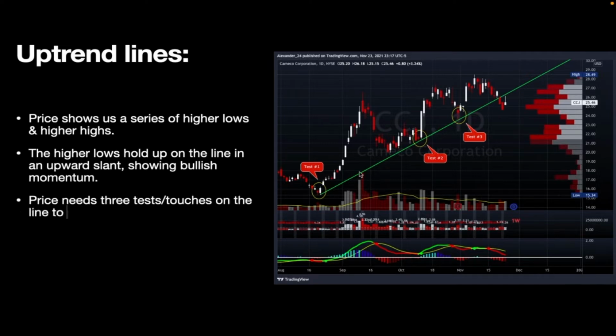Price needs at least 3 tests and touches on the line to validate the trend. So we got 1, 2, 3, and we have a valid trend right here.